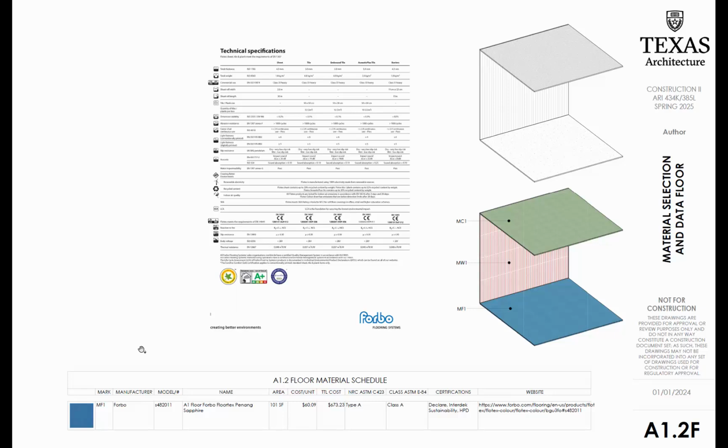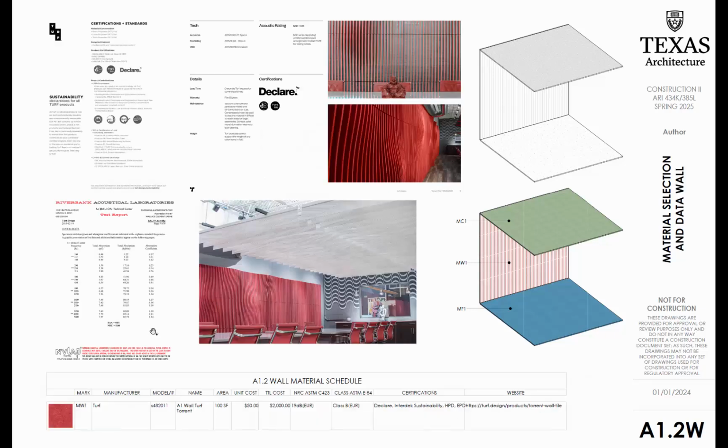So here's the one for the floor, pretty simple. And here's one for the wall. Sorry, not the roof, the wall. And so it's just a consistent representation over and over and over again. Okay.